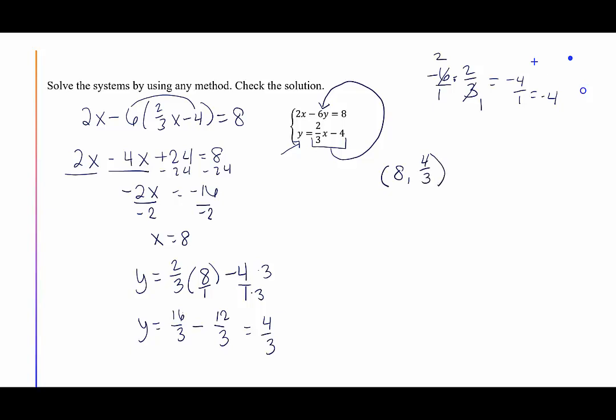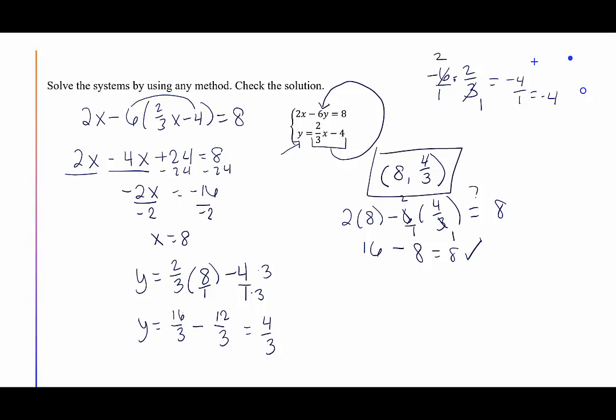And if you want to check your work, you definitely can by plugging in 8 and 4/3 into that top equation. So that's going to be 2 times 8 minus 6 times 4 over 3. Does that really equal 8? Let's find out. 2 times 8 is 16. Minus, I'm going to put that 6 over 1. I'm going to simplify by dividing by 3. I end up with minus 8. 16 minus 8 is 8. I feel very confident that I have the correct solution in (8, 4/3).